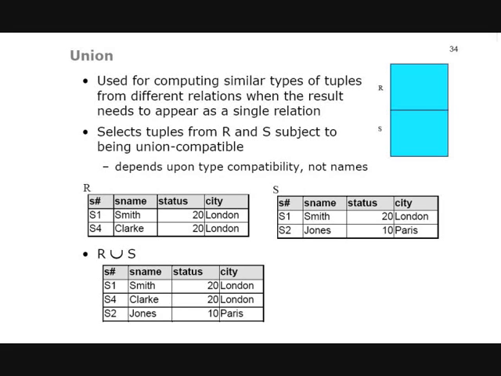So the intersection is where they both intersect, and the set difference is going to be, if I have A set difference B, all of the elements that are in A but not in B. So it's everything that is in A but not in B. So this bit is not part of A minus B.